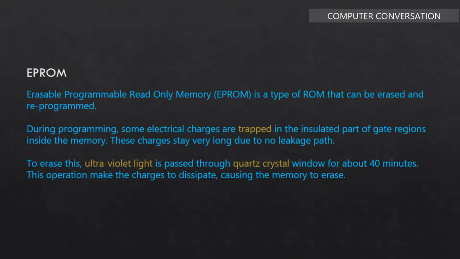Next, EPROM. Erasable Programmable Read-Only Memory or EPROM is a type of ROM that can be erased and reprogrammed. During programming, some electrical charges are trapped in the insulated part of gate regions inside the memory. These charges stay very long due to no leakage path. To erase these, ultraviolet light is passed through a quartz crystal window for about 40 minutes. This operation makes the charges dissipate, causing the memory to erase.